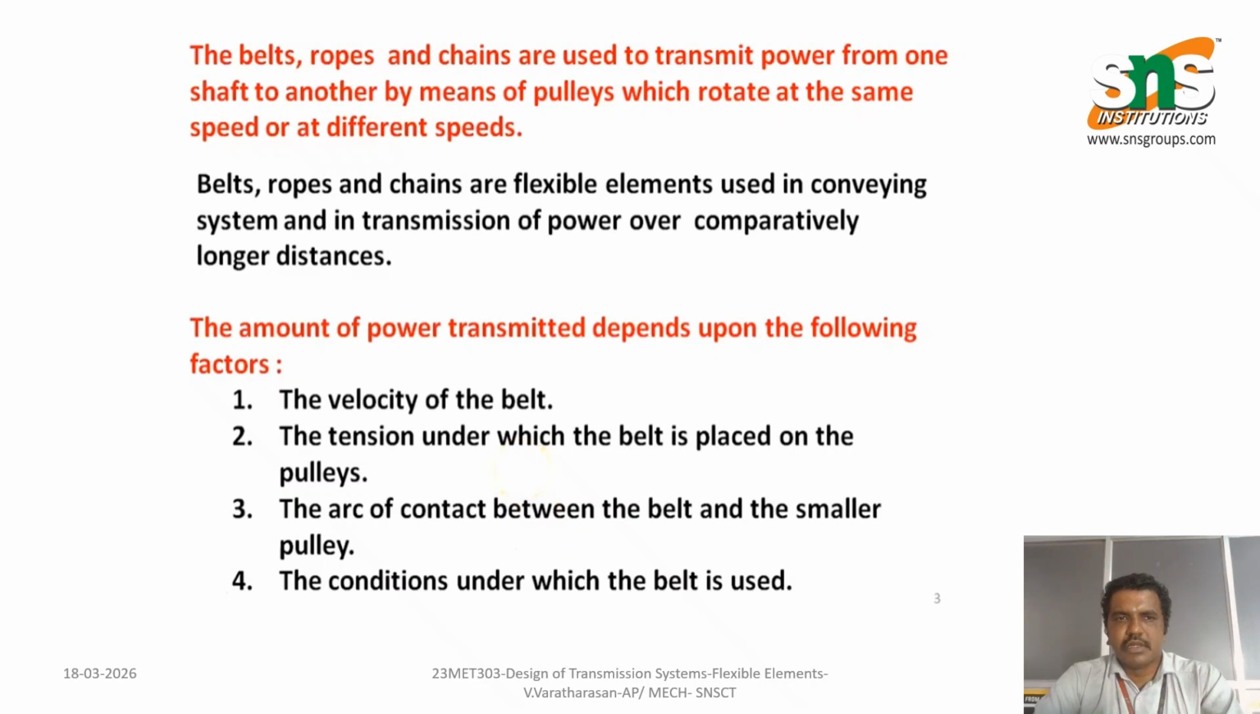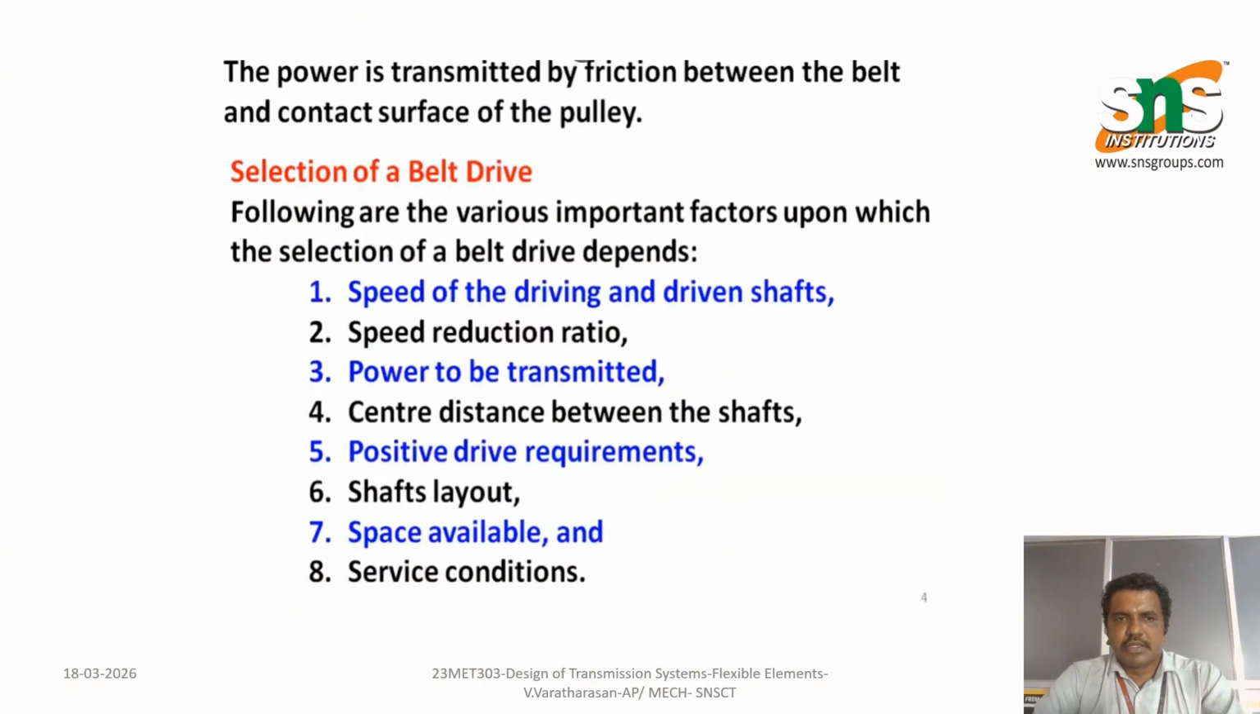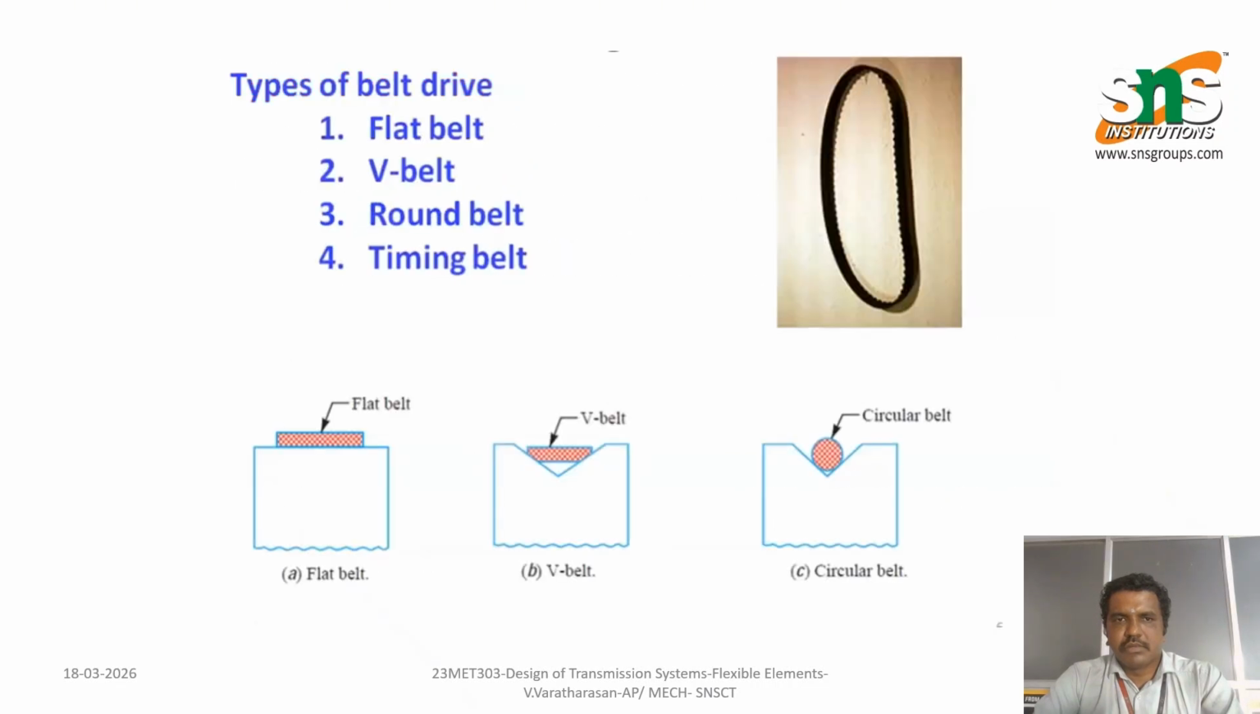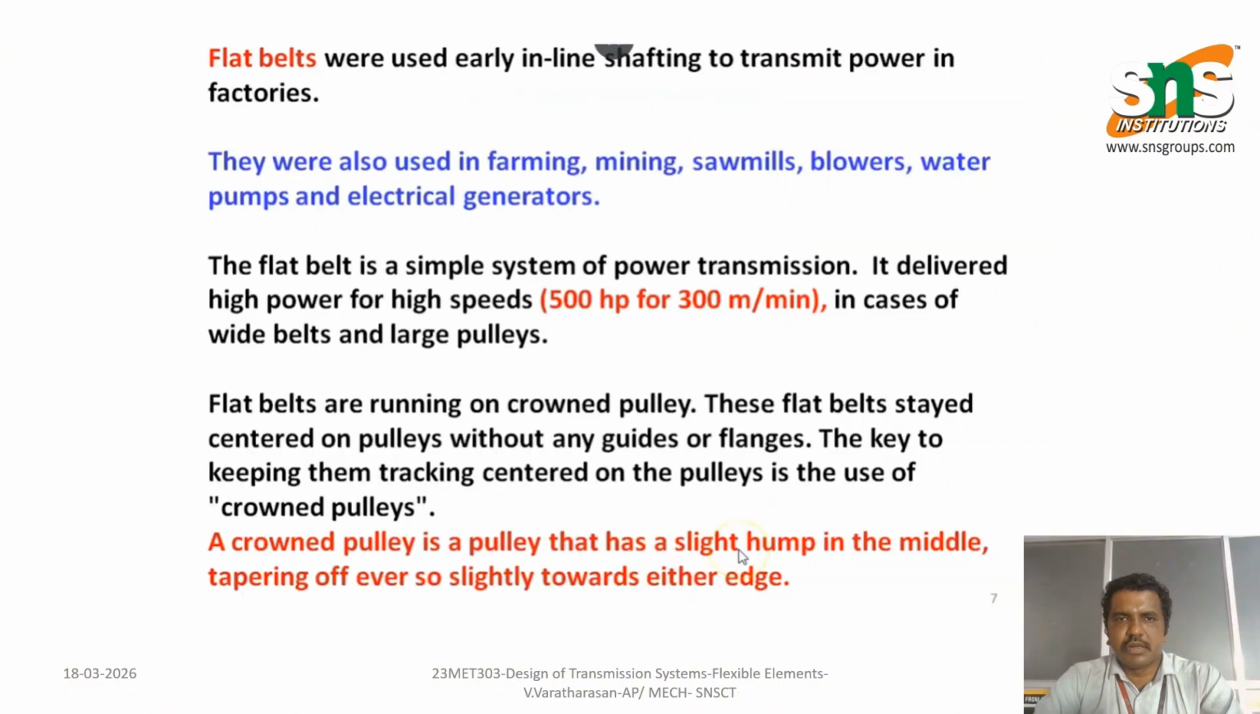Then belt types, what is meant by belts, ropes and chains and how they can be classified, and the selection of a belt drive: what are the basic criteria if we want to select any one belt drive, and what are the types of belt drives. We have seen the different layouts of belt drives: flat belt, V belt, round belt, timing belt and so on.